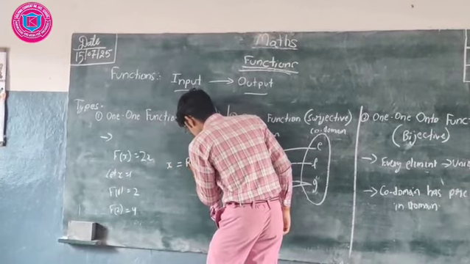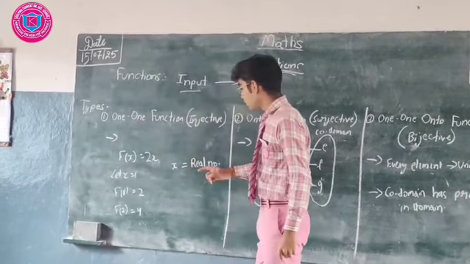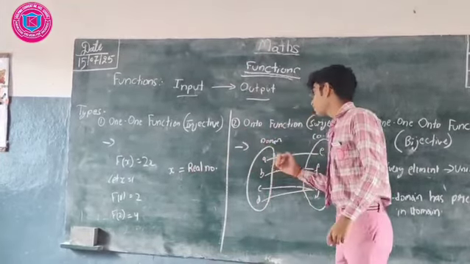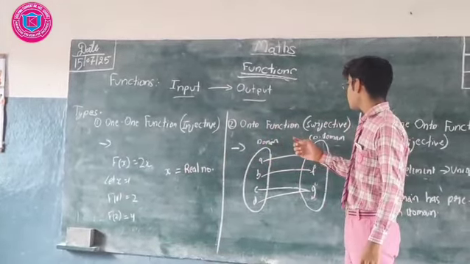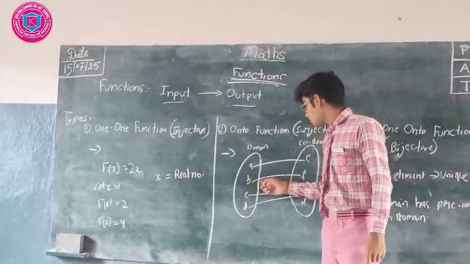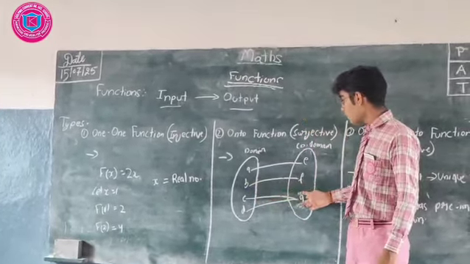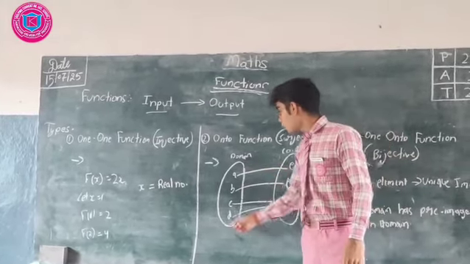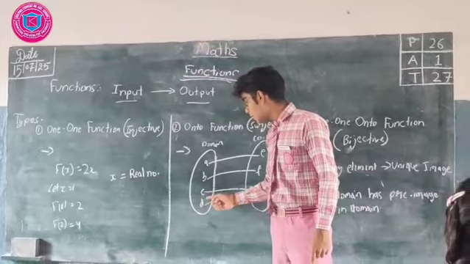So now let's move to the second type of function, which is the onto function, also called the surjective function. In 11th class, we studied the topic of Venn diagram, so I will explain it with a Venn diagram. This is the domain, and these are the elements of the domain. And this is the codomain.